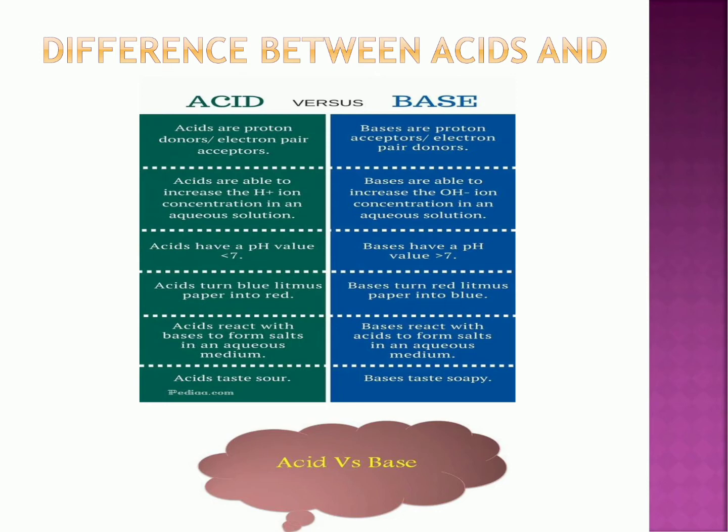Bases are proton acceptors, electron pair donors. Bases are able to increase the OH minus ion concentration in an aqueous solution. Bases have a pH value greater than 7. Bases turn red litmus paper into blue. Bases react with acids to form salts in an aqueous medium. Bases taste soapy.